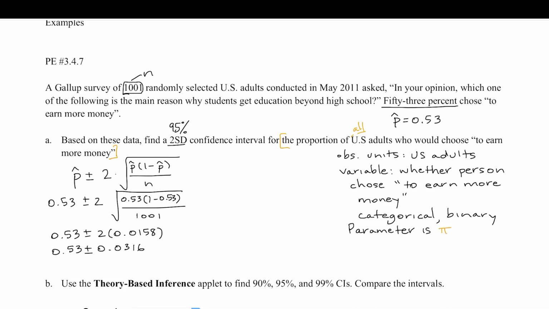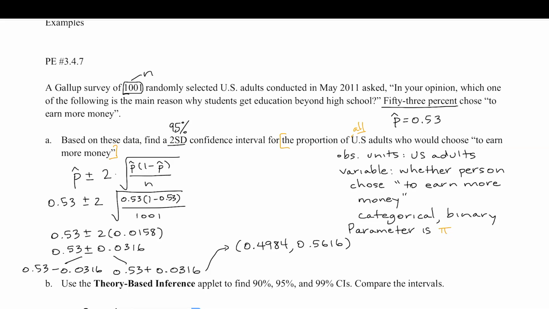And then we're going to do the subtraction and the addition separately. So when we have this plus or minus thing, then we do each piece, the plus and the minus, one at a time. I always put the minus on the left and the plus on the right, so that my confidence interval comes out in the correct order. And I'm a little out of space here, but when you do the subtraction, you should get 0.4984. And when you do the addition, you should get 0.5616. And that is our 2SD 95% confidence interval.